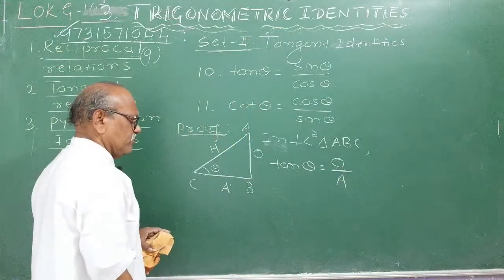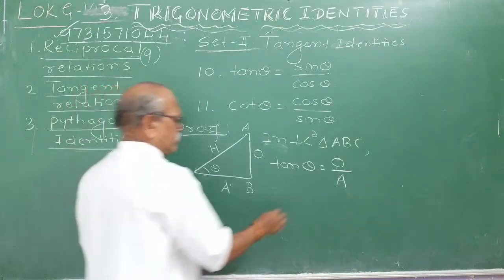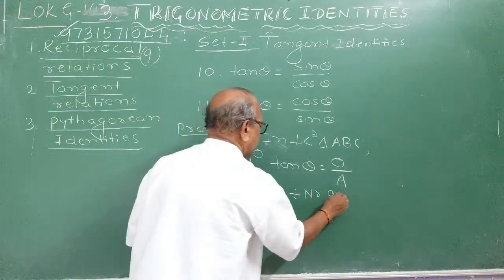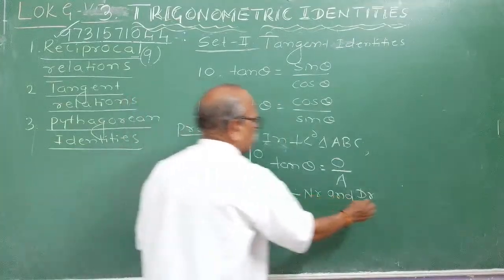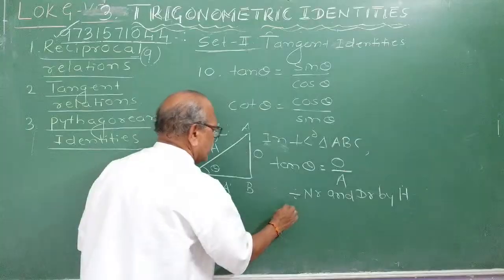Look at here. And now if I divide numerator and denominator, this is called the arrangement skill. Numerator and denominator by hypotenuse h. What do I get here? Is there any mistake?